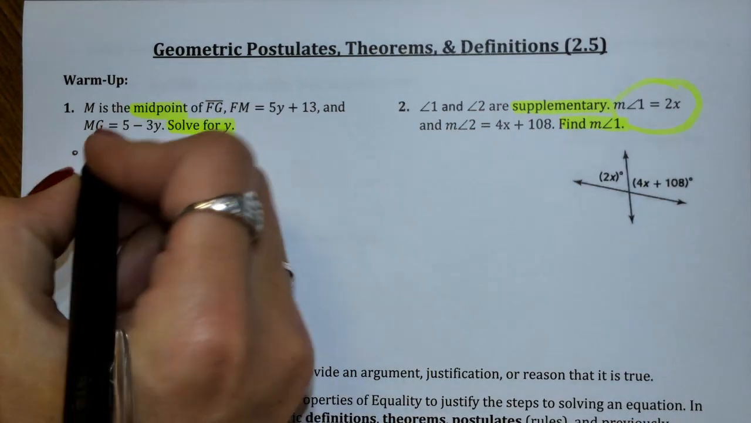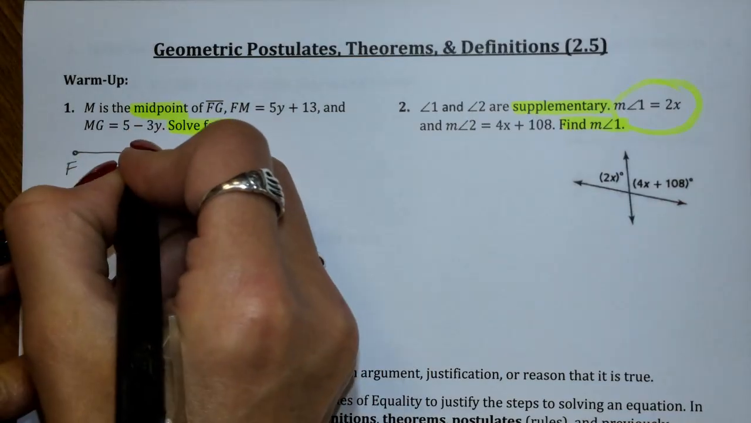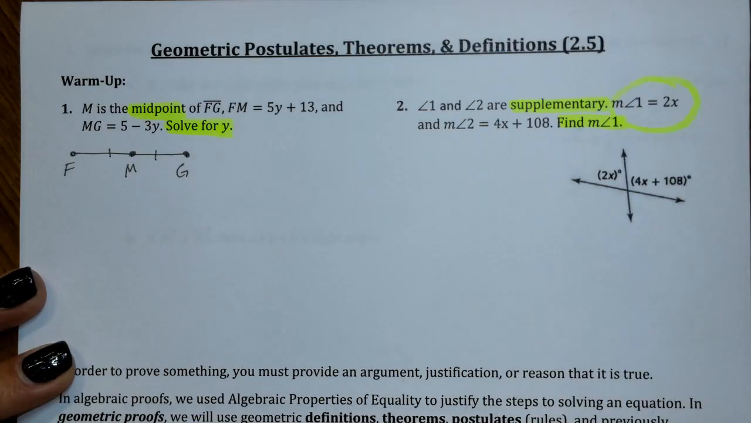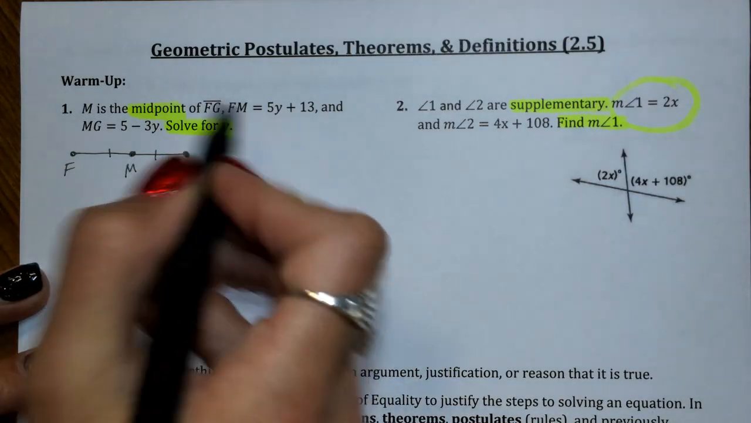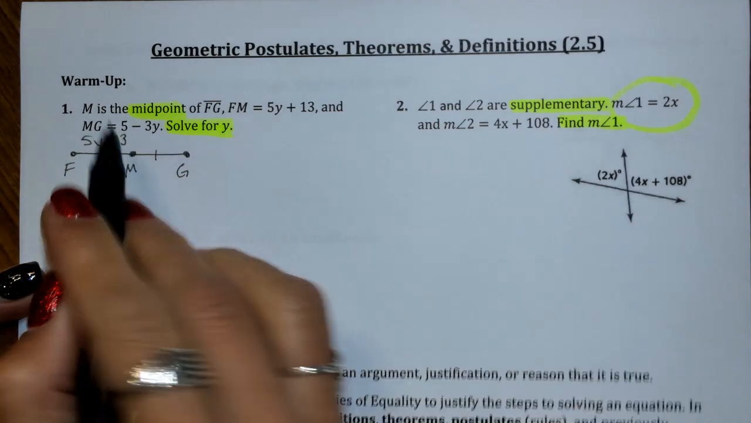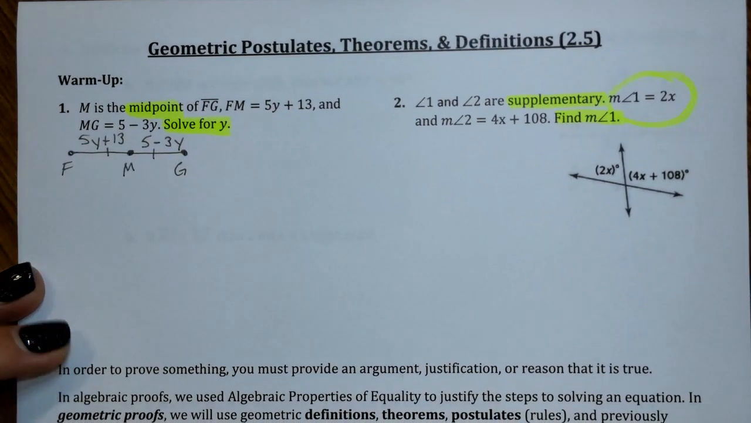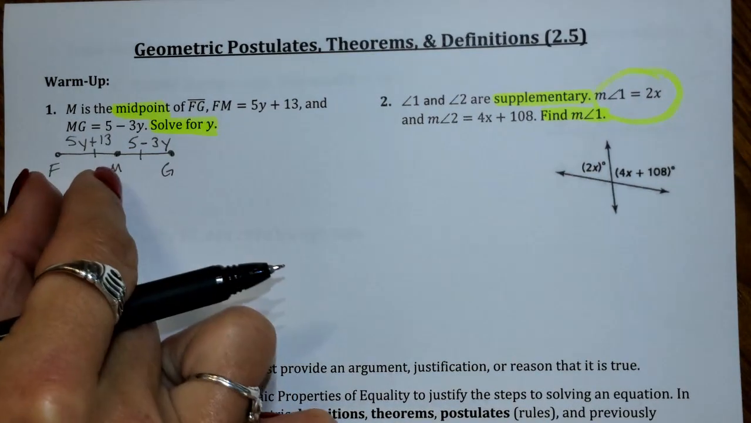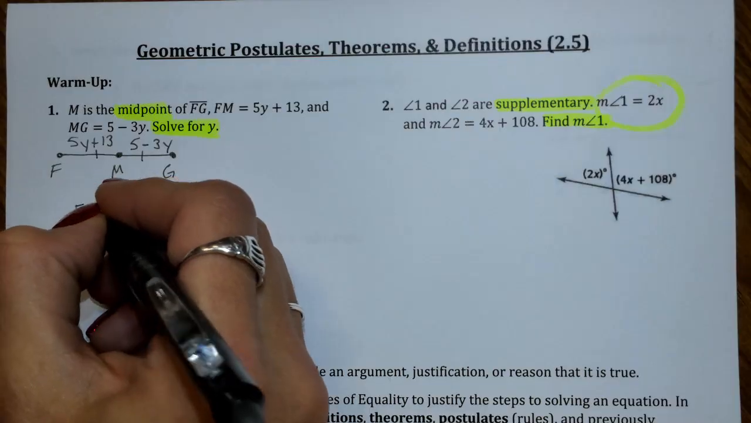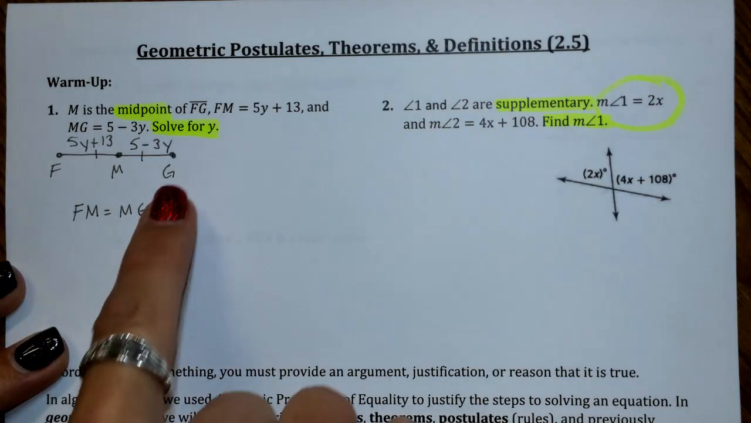So we're going to have our segment FG with M as the midpoint, making sure we have our congruent markings. The length of FM is 5y plus 13. The length of MG is 5 minus 3y. Because this is the midpoint, the two parts are congruent, so their measurements are going to be equal. So we are going to set these equal to each other, and all they want us to do is solve for y.